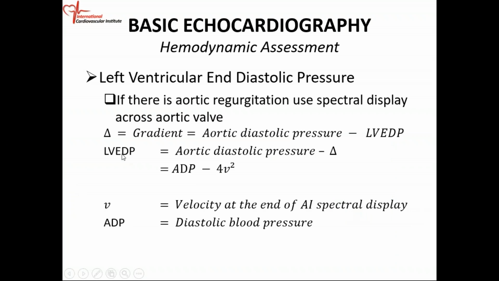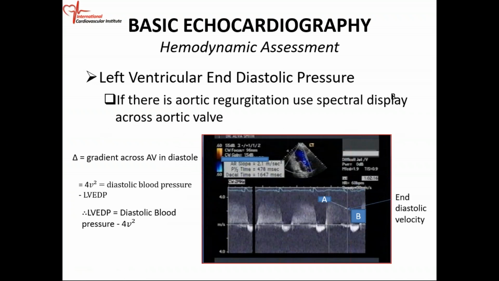So again, your left ventricular end diastolic pressure, once you rearrange the equation, is equal to the aortic diastolic pressure. The aortic diastolic pressure is the same thing as the diastolic blood pressure. And then you square your velocity and multiply by 4. That's the gradient, and you subtract it from that. And that's the left ventricular end diastolic pressure. You use all of that.